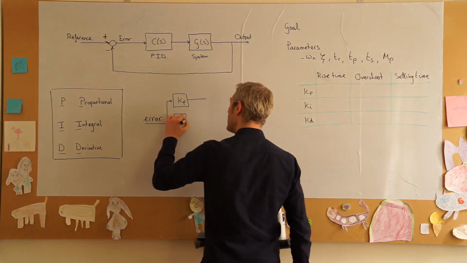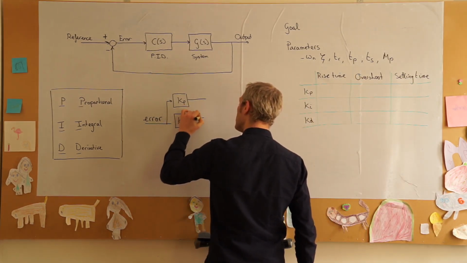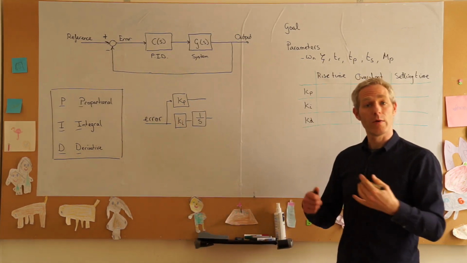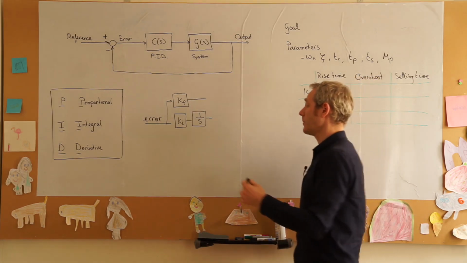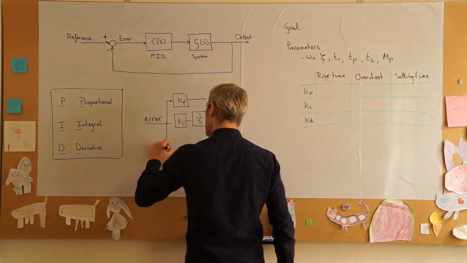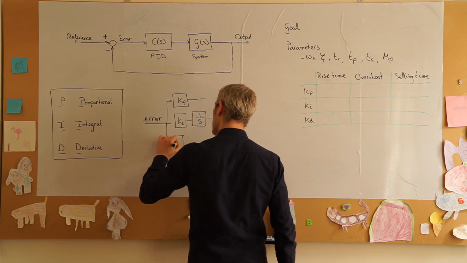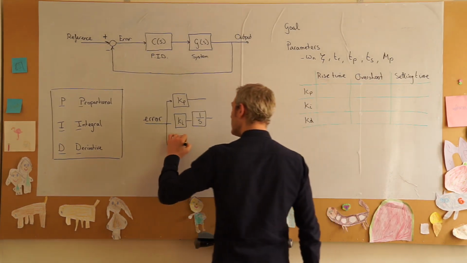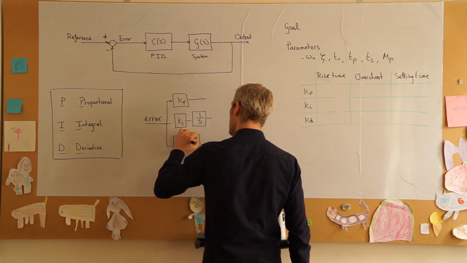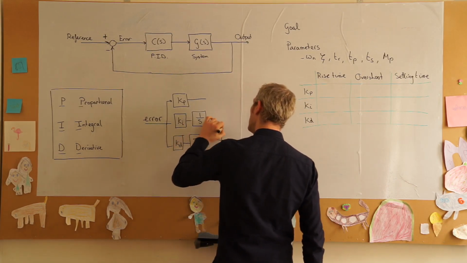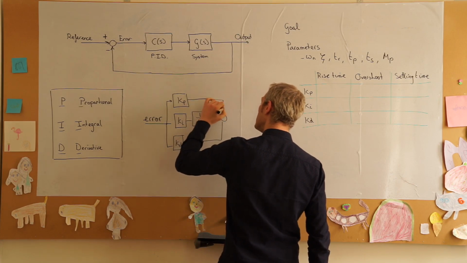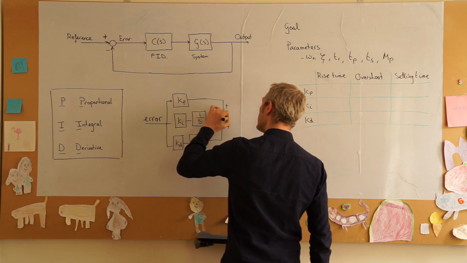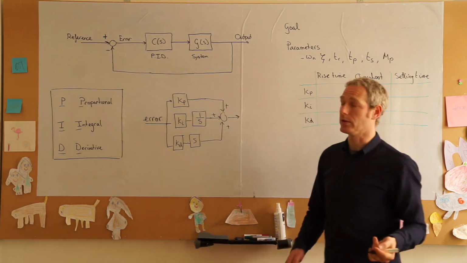And we have our Ki, and then multiply that by 1 over S, which is the equivalent of integration, but then in the Laplace domain, or in the S domain. And we have a derivative part with Kd as its gain, and we multiply that by S. All these three things are summed, and we have our controller output.